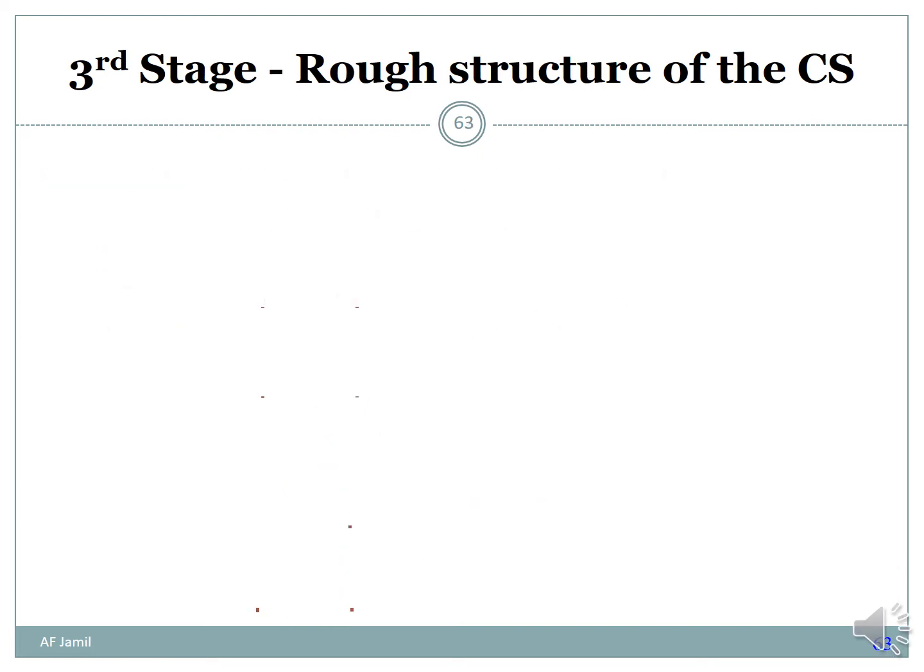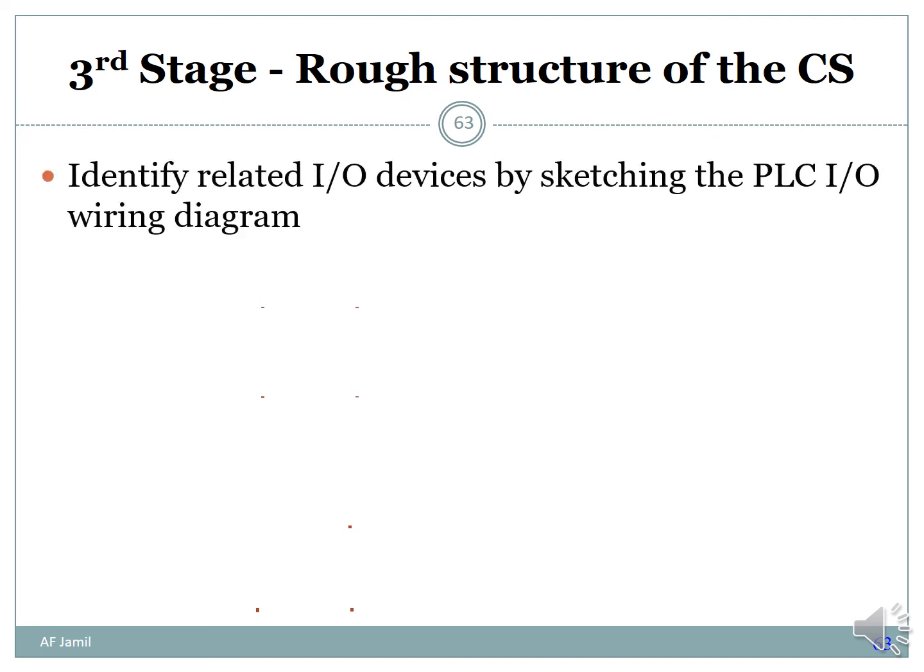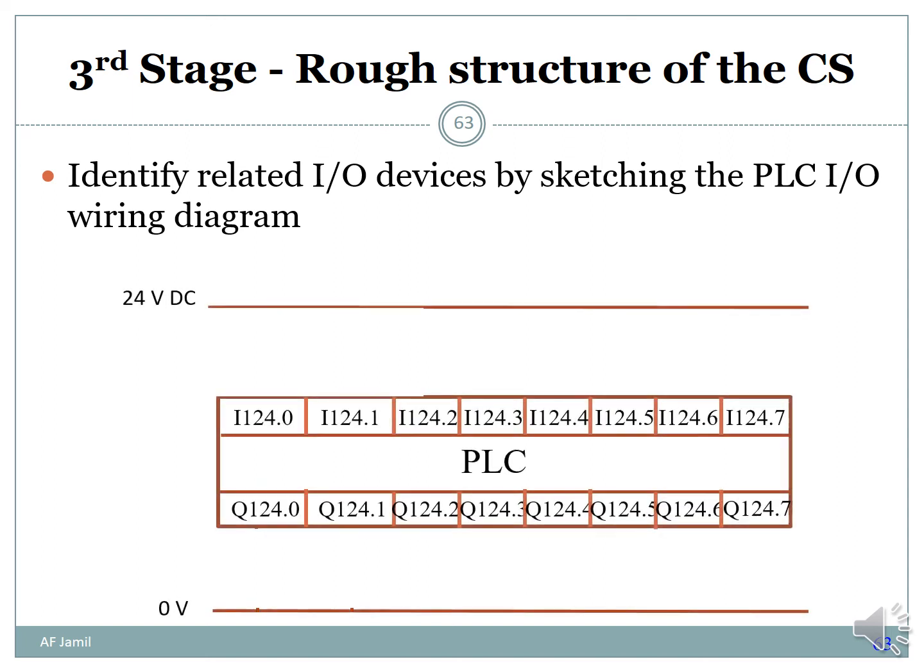At this stage, you also need to identify the related I/O devices. This can be done by sketching the PLC I/O wiring diagram as shown here. The wiring diagram will depict how and what devices are connected to which terminals.